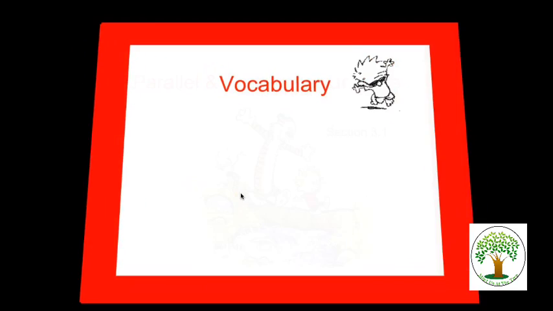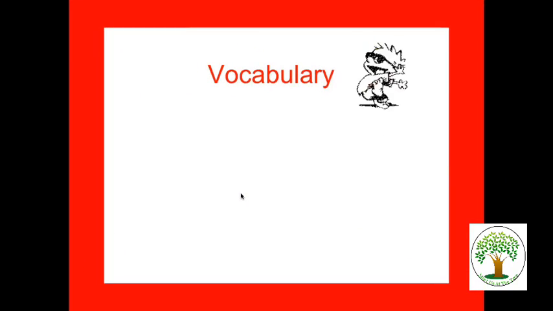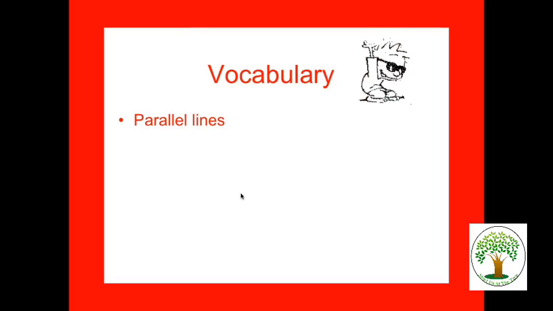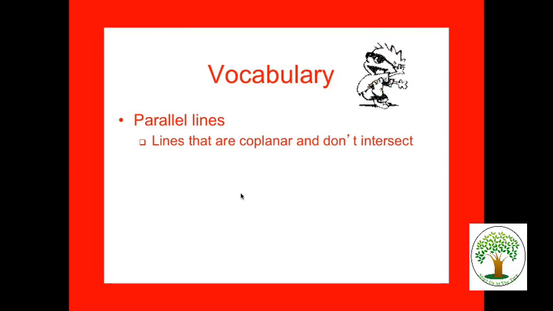Okay. There's some vocabulary. I think these are on your page. Yes, they are. And you're going to fill in the blanks. We've got some parallel lines. We talked about them on the last one, what they were, and here is the official definition. Lines that are coplanar and do not intersect.